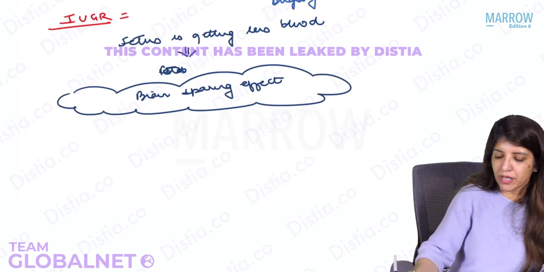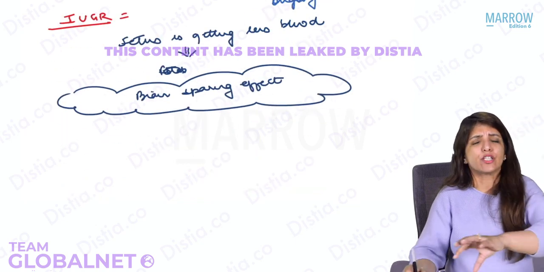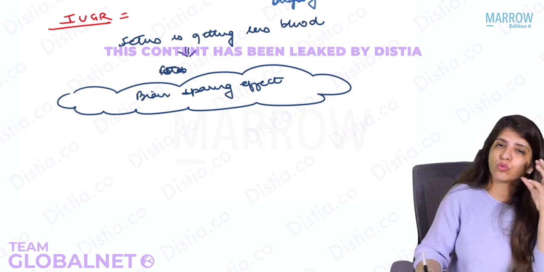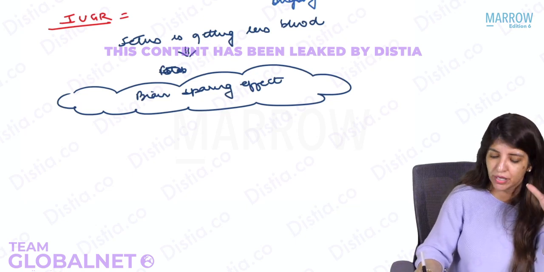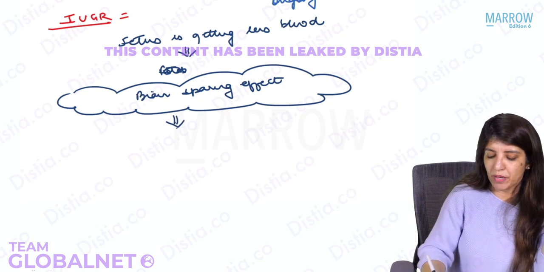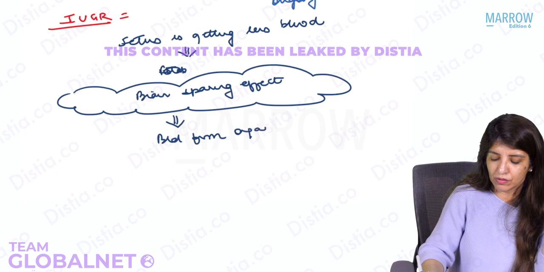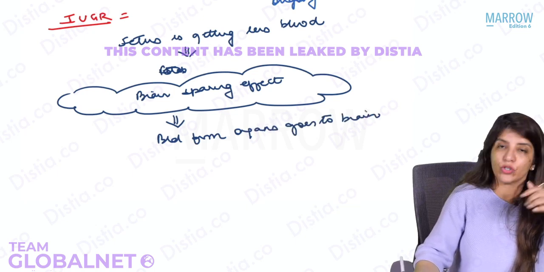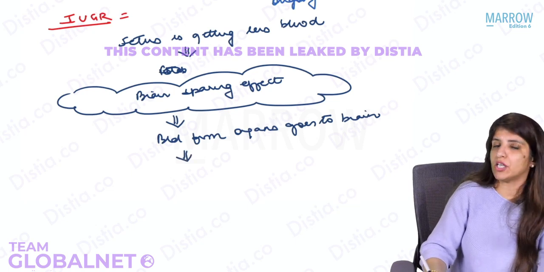What is this brain sparing effect? What does the fetus do? The fetus collects blood from all the other organs and sends it to the brain, because the fetus knows that one organ which has to be protected is the brain. So, because of the brain sparing effect, blood from all organs goes to the brain. The same thing is going to happen to the kidney also, that blood from the kidney is going to go to the brain.